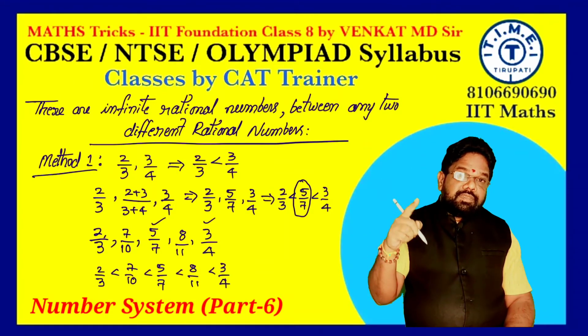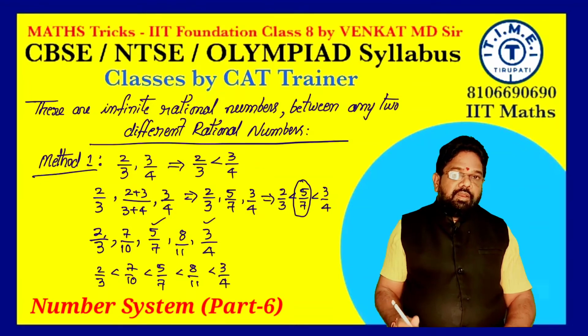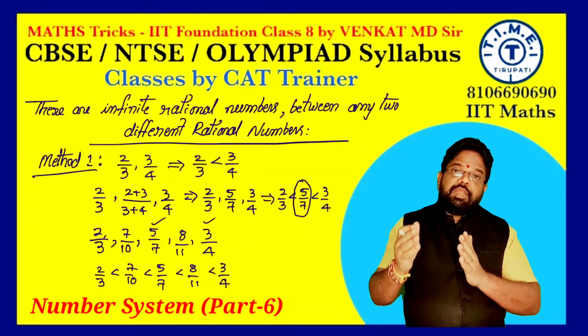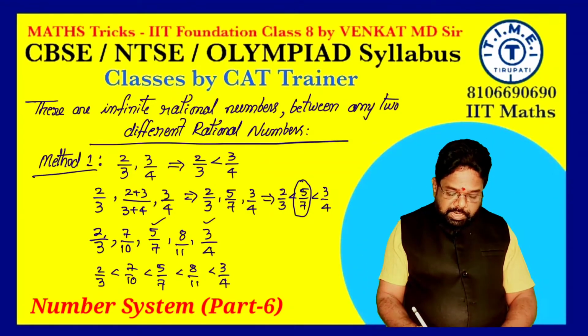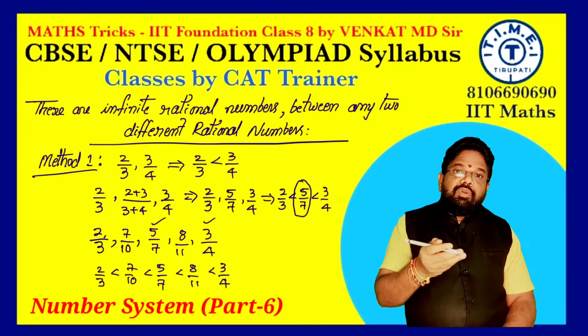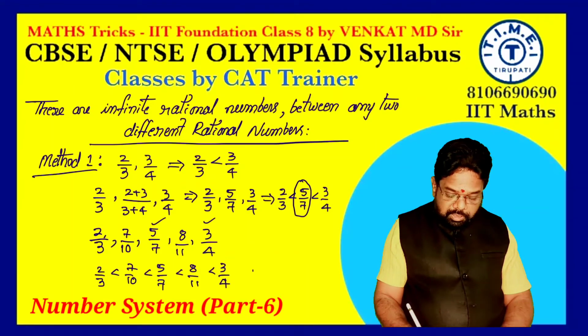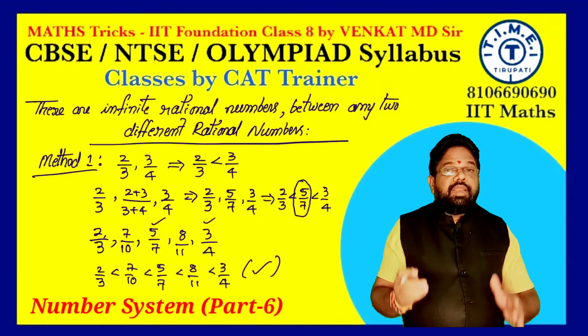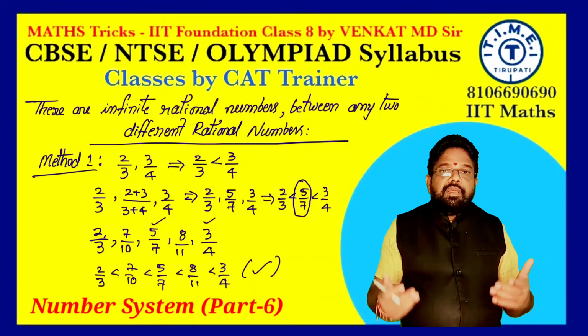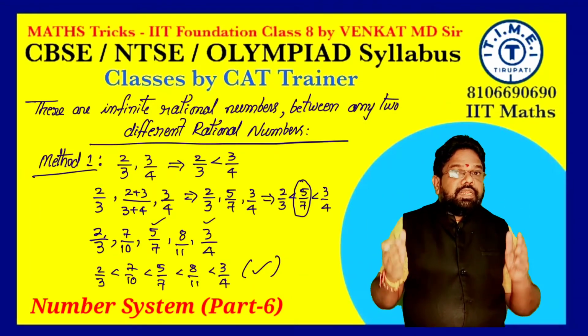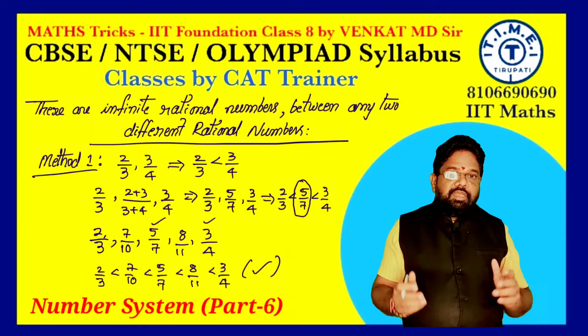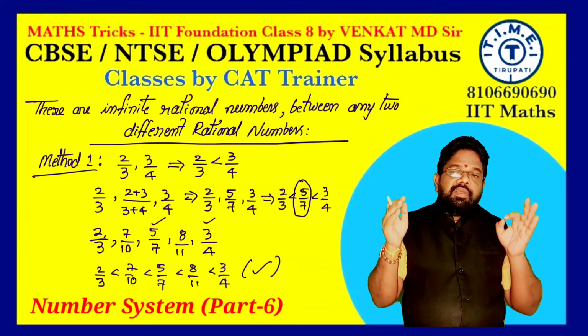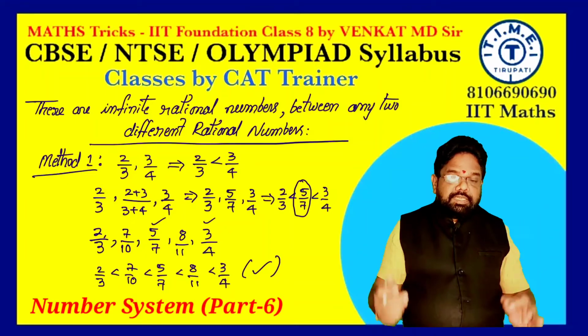So the fourth fraction is greater when compared with the third fraction. Now compare the fourth and fifth fractions by cross multiplication. 8 into 4 is 32, 3 into 11 is 33. So it is in order. Just like this, we can arrange an infinite number of fractions between any two fractions. There are infinite rational numbers between any two different rational numbers.